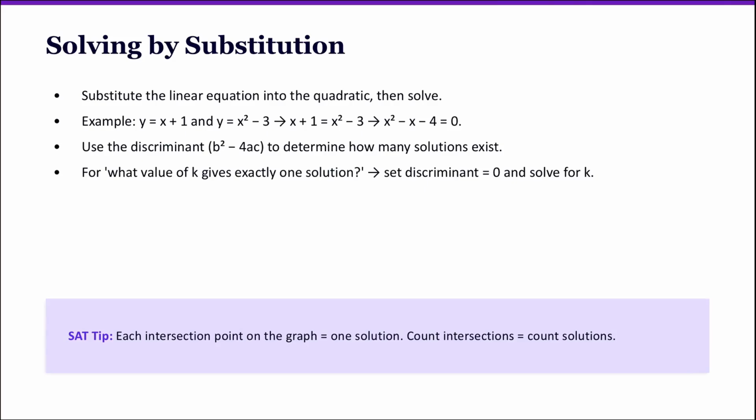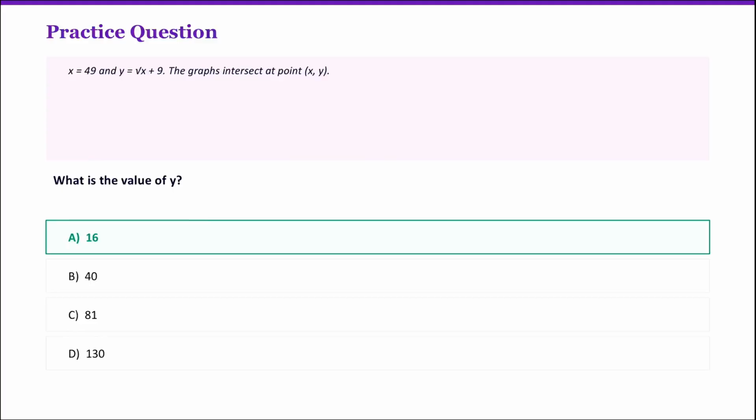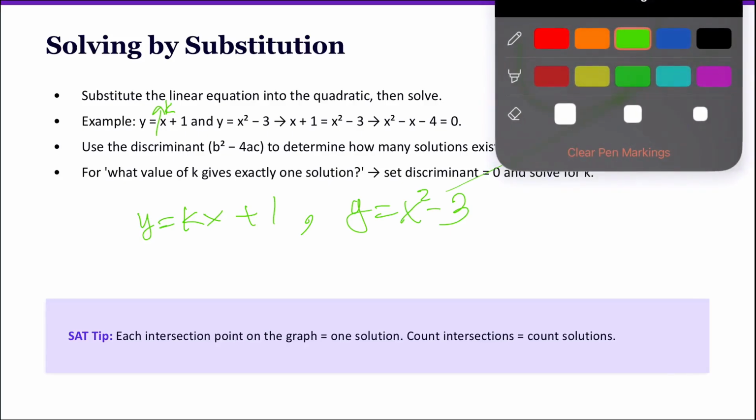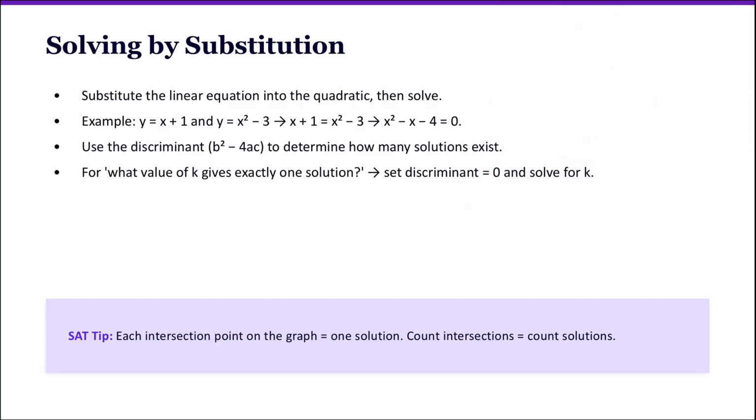Sometimes they might also set the slope equal to k. So they might say y is equal to kx plus 1 and y is equal to x squared minus 3, and they want you to find the slope for which this line is tangent to this parabola, the graph of this quadratic function. So again, same method: find the equivalent quadratic equation, find the discriminant, and set that equal to 0.